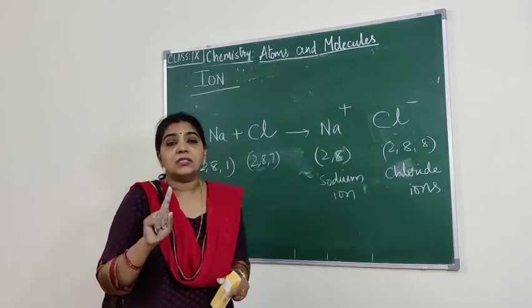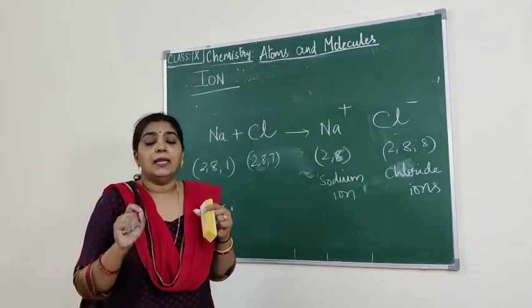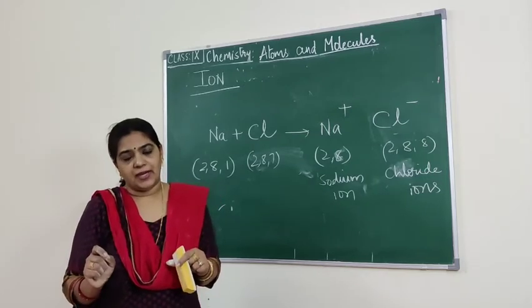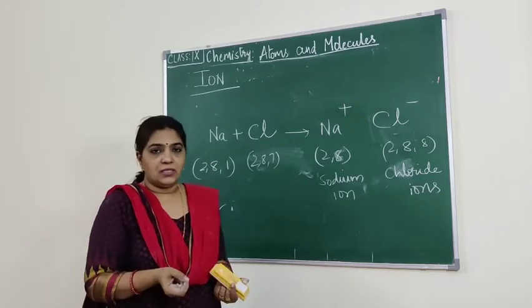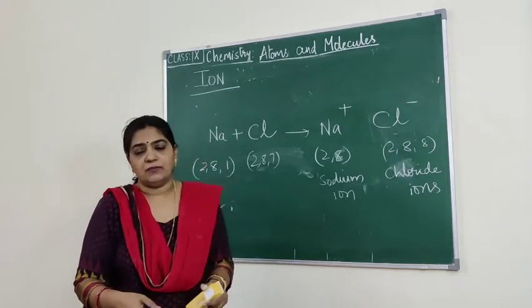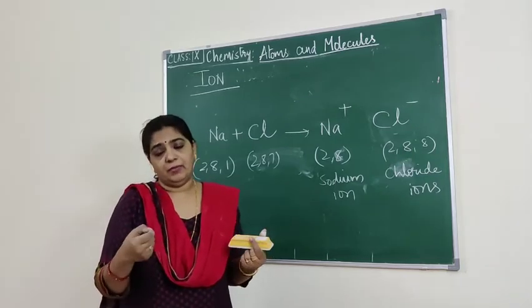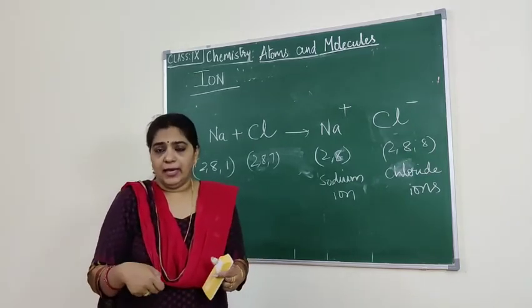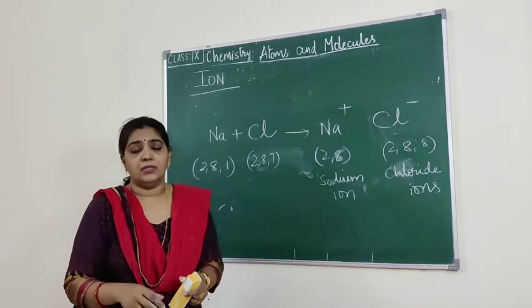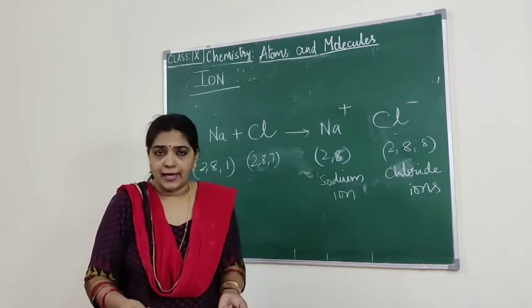Cations are positively charged particles, anions are negatively charged particles. They become positive because the one which gives off an electron will become positively charged. That's why it's called a cation. They become negative when they accept the electron. So that is the positive ion, the cation, and the negative ion, the anion.